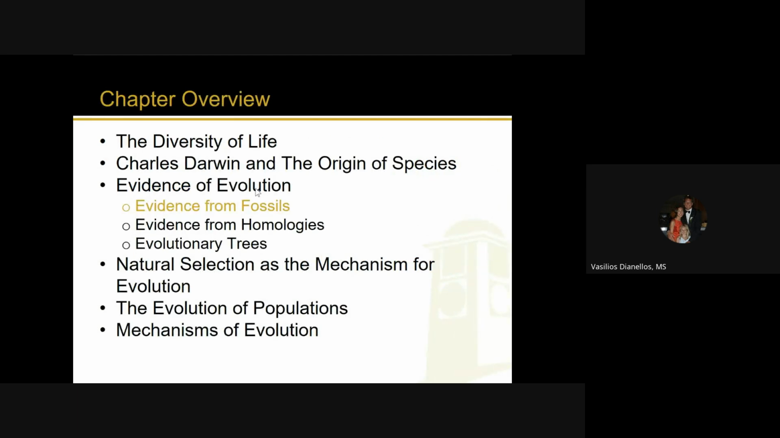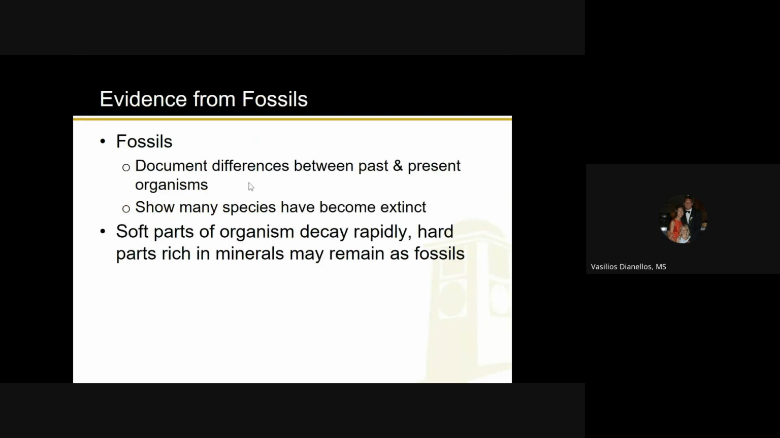All right, let's talk about evidence from fossils. Sometime last week you were officially introduced to the term fossils. So you know what a fossil is already, and you probably did before I taught you that. But fossils document differences between past and present organisms, like we talked about earlier with Darwin's observations. He would look at fossils of animals that had clearly gone extinct, but they were still similar yet different from the animals that were alive in South America. So not only does it show the differences, but it also shows the similarities.